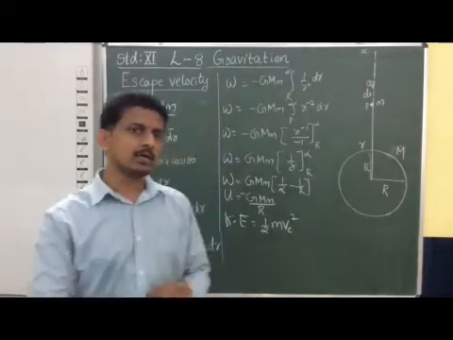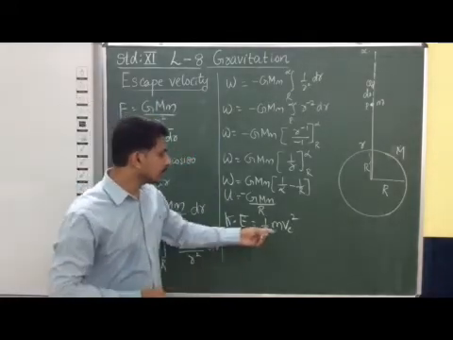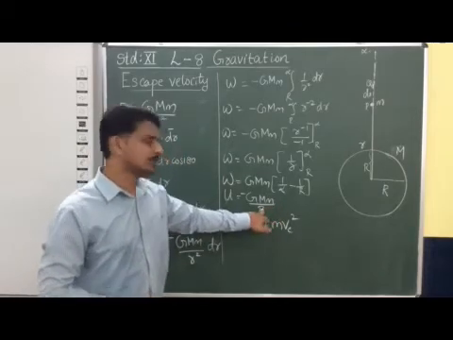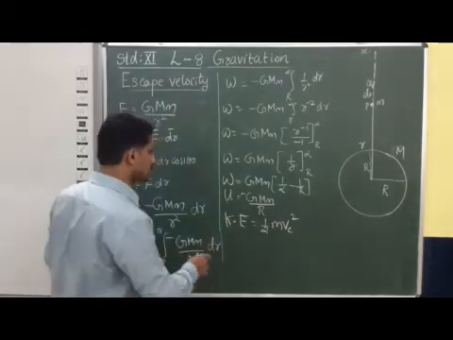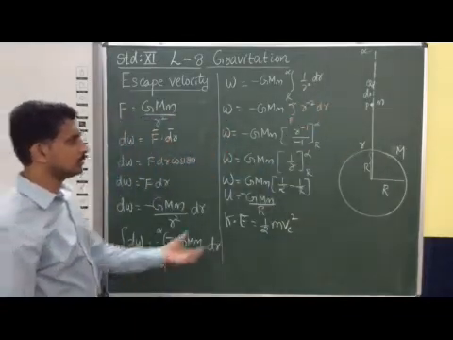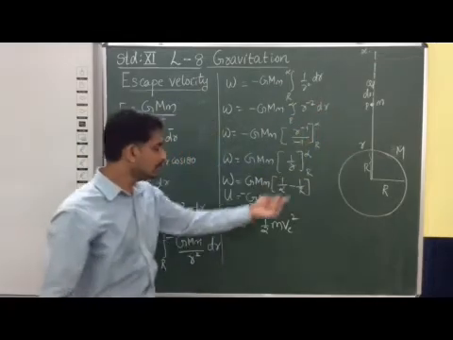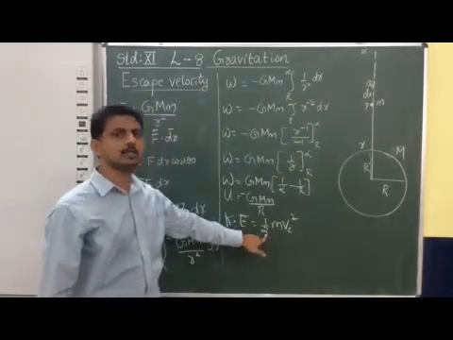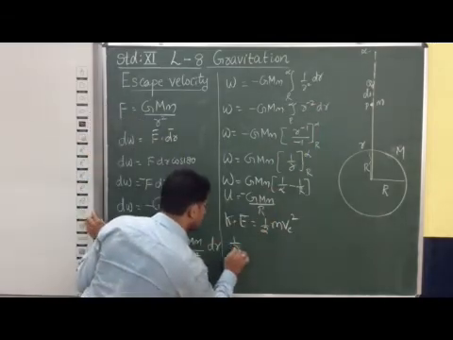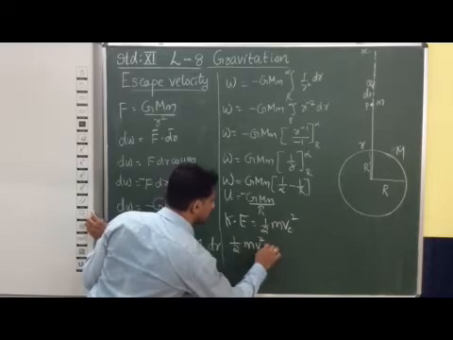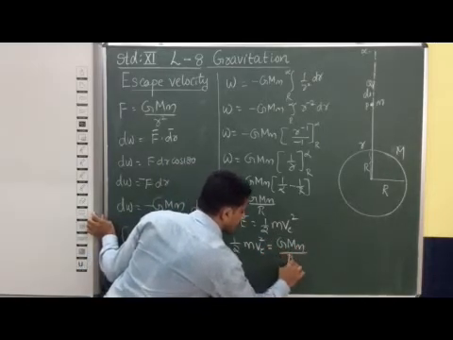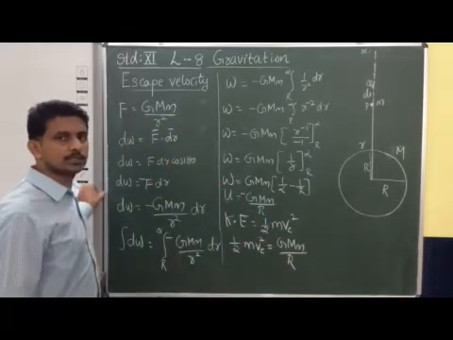If this object is to escape from the surface of the earth, the kinetic energy of this object is equal to the magnitude of the potential energy. So we can write this equation as half mv square is equal to GMm divided by R. That means we are considering the magnitude of potential energy.